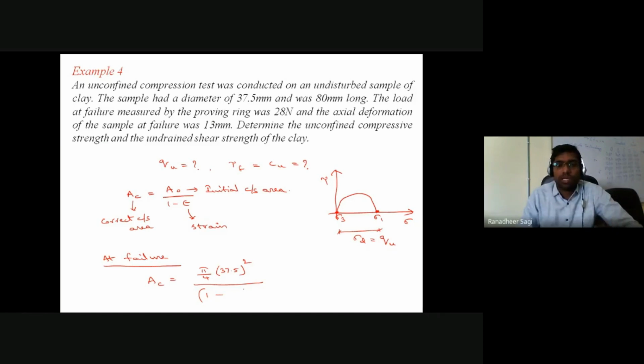How do we write down epsilon? Epsilon is nothing but strain. Strain at the failure I am trying to talk about. Strain generally is defined as deformation by its original dimension. So how much deformation do I come across at the failure of the soil sample? That is 13 mm divided by the original height of the soil sample, which is 80 mm. From this I can get my correct cross-sectional area of the soil sample, 1318.76 mm square.